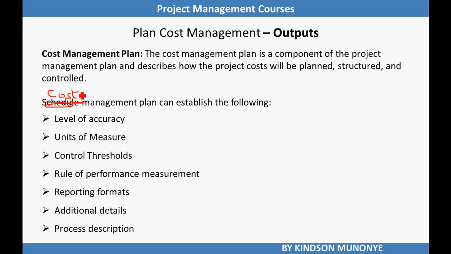We also need a level of precision, the degree to which activity cost estimates are to be rounded up or down. For instance, if it's 100.49, it's rounded off to $100 or to 1,000, etc. We also have organizational procedures, links, control threshold, rules of performance measurement, and additional details. Additional details might be description of strategic funding choices and so on.